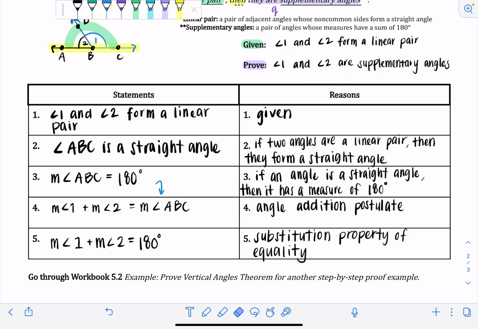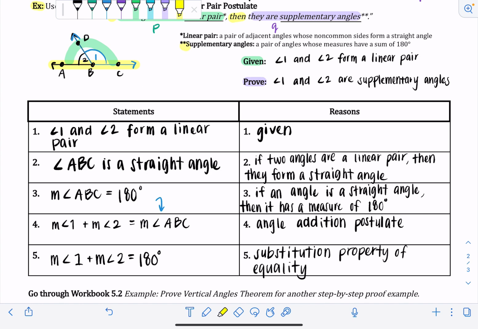And then the definition of supplementary angles back up at the top is that it's a pair of angles whose measures have a sum of 180 degrees. And that's what we just proved. We proved that the measure of angle 1 plus the measure of angle 2 is equal to 180 degrees. So we can stop there because we got to the point that we were trying to prove. We're trying to prove that they're supplementary angles, which by definition just means they add up to 180 degrees.